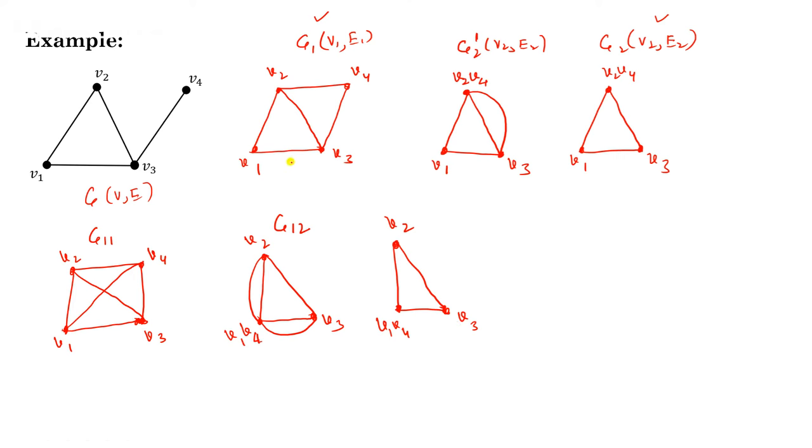This graph is decomposed into two graphs. One is this one, second is this one. This graph is decomposed into this graph and this graph. So now finally I have this first graph, this is second graph, and now this is the third graph.